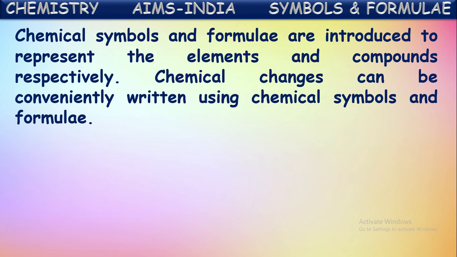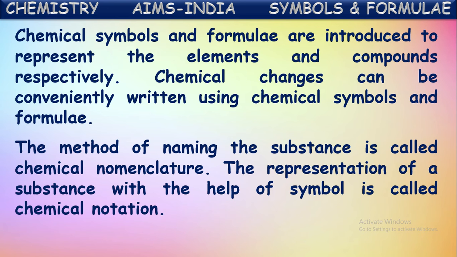Chemical symbols and formulae are introduced to represent the elements and compounds respectively. Yes, to represent the elements, symbols are proposed, and to represent the compounds, formulae are introduced. Chemical changes or chemical reactions can be conveniently written using chemical symbols and formulae of the elements and compounds. We can easily represent or write a chemical reaction, which represents a chemical change, by using chemical symbols and formulae.